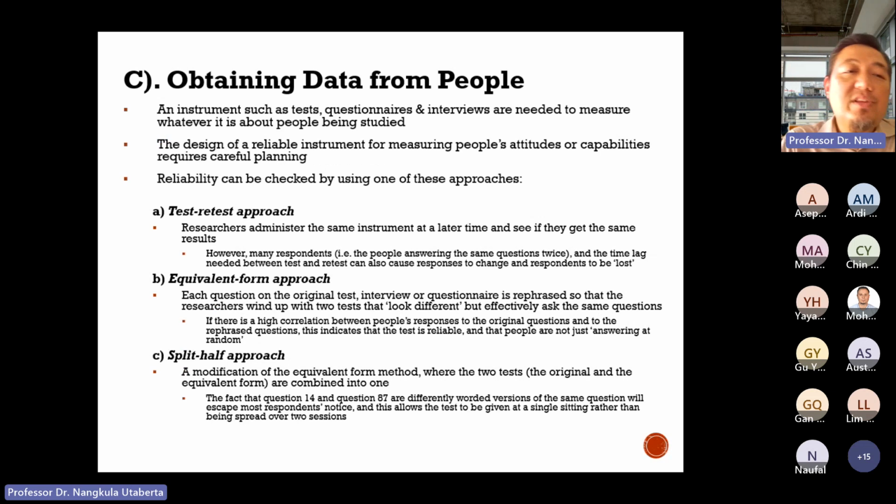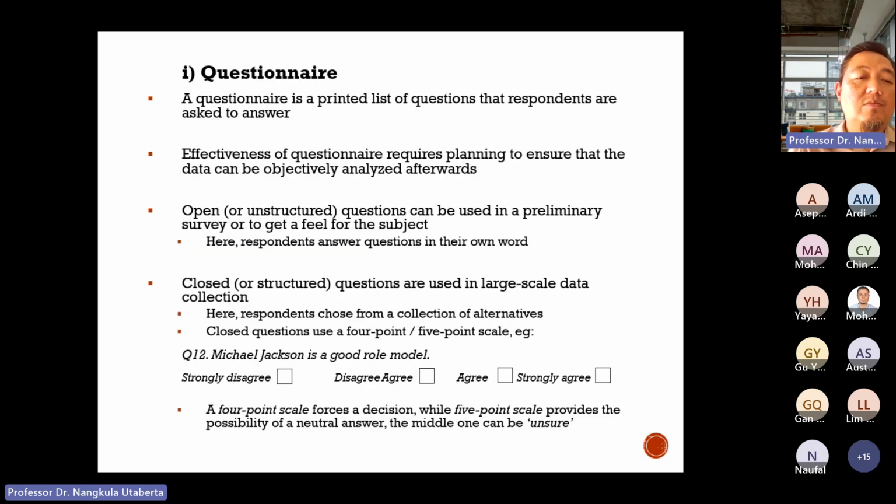And the other one is that you might obtain data from people. I think this is also very important. Tests, questionnaires, interviews. These are the ones where you really collect data from people. You can read the details of the different types of data that you can use from people. One is questionnaires, which you distribute to people, and sometimes they use a Likert scale.